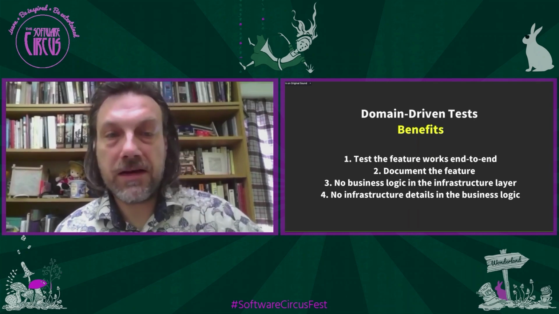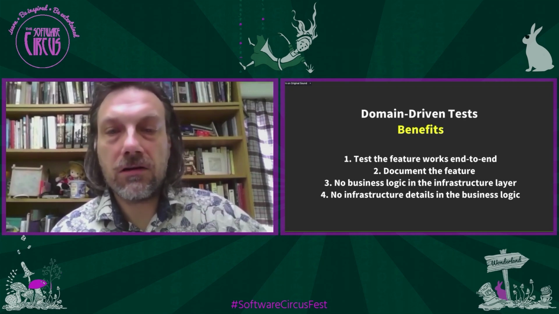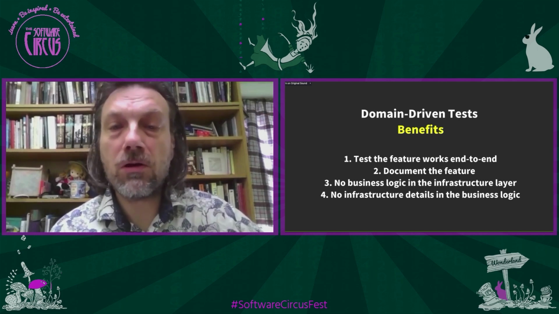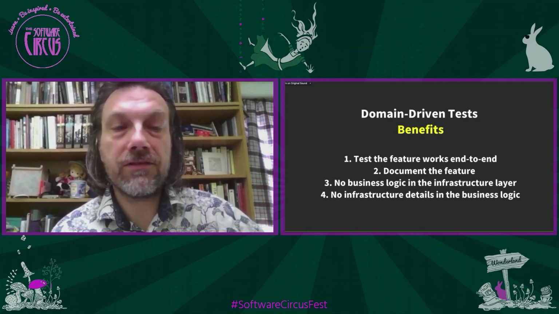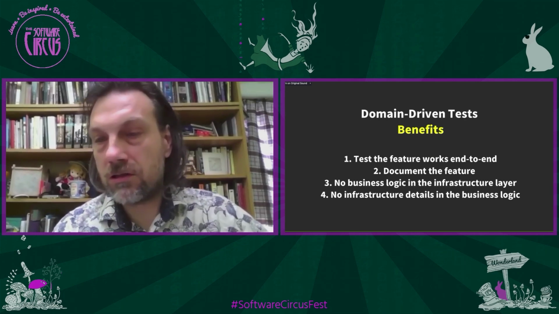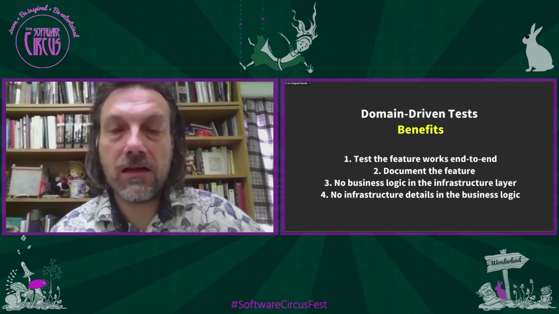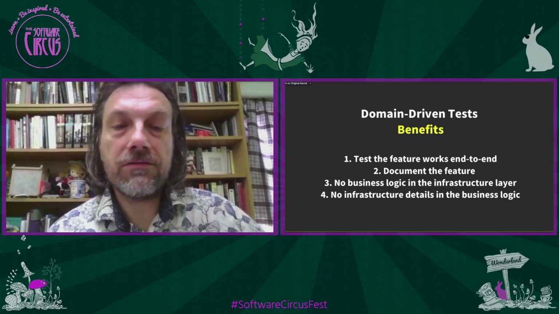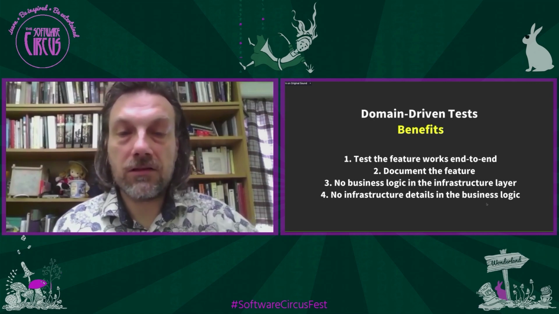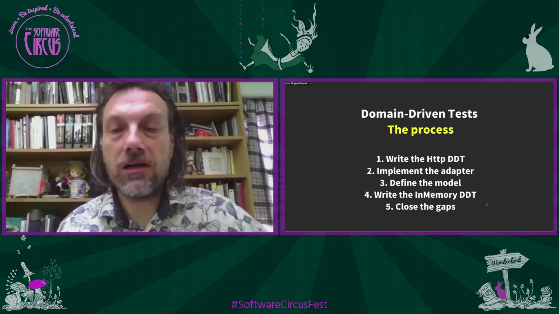But the main benefits of this approach are that, as I said, we can verify that the stuff works at the end, which is probably the most important. But it's also useful to document the feature, because reading the test should really help people understand what is supposed to work. So it should be really close to how they document. We also ensure that there is no business logic in the infrastructure layer, and that there are no infrastructure details in the business logic. So it shouldn't depend on the JSON format or on the HTTP protocols inside our domain logic. And this is how we operate, basically.